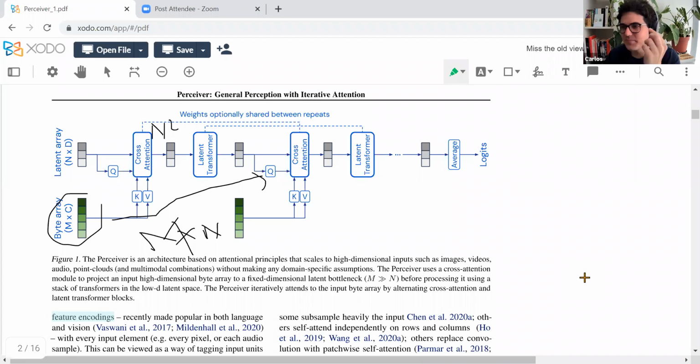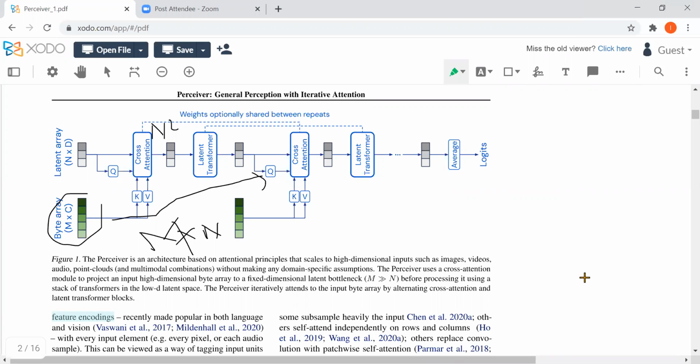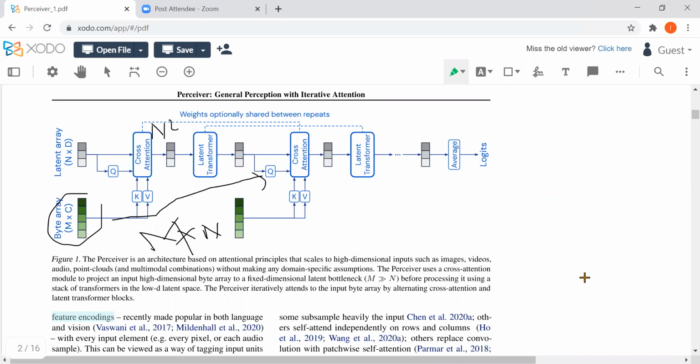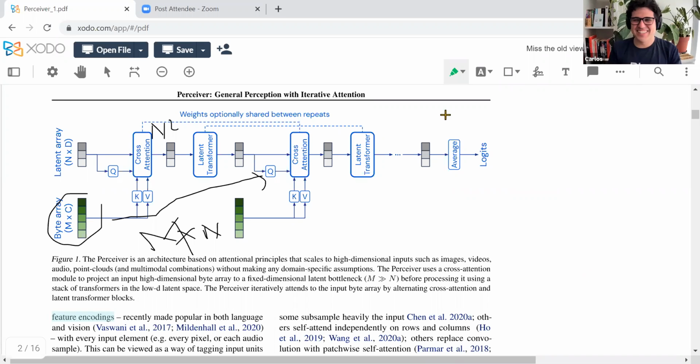Okay. Are there any other questions or comments? It's a really cool paper. I think it's a very interesting idea. Yeah, maybe they will open source the code so we can all see what the dimensions are.